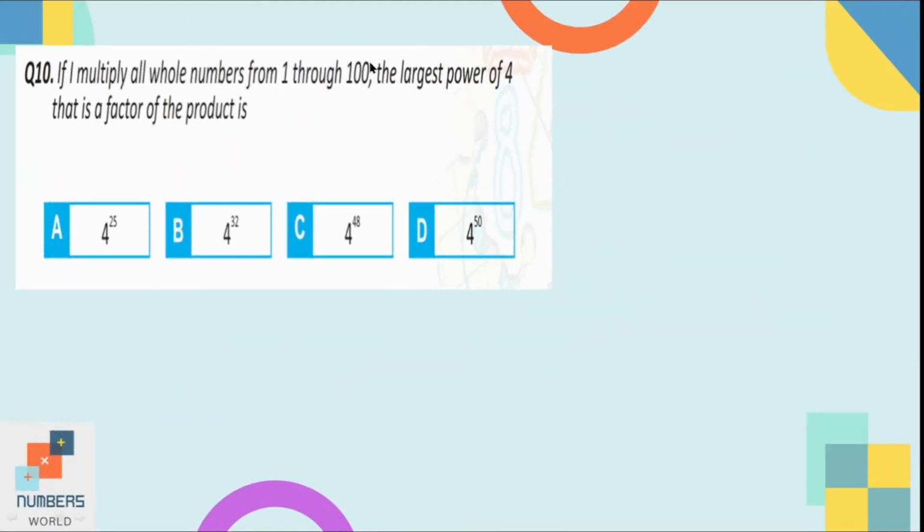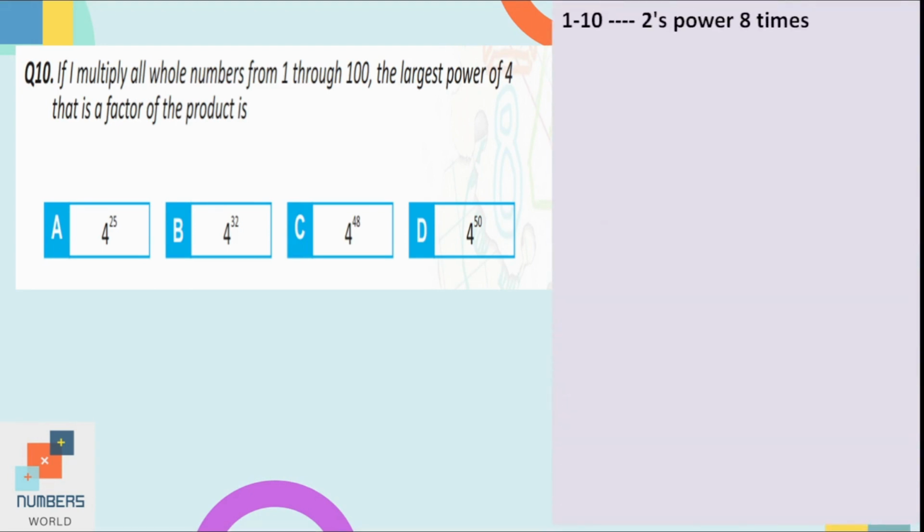Question number 10. If we multiply all whole numbers from 1 through 100, the largest power of 4 that is a factor of the product is. So we will do our basic working in the powers of 2. Later on, we will convert it into power of 4. So here from 1 to 10, we will skip the odd numbers and work on the even numbers like 2, 4, 6, 8, and 10.